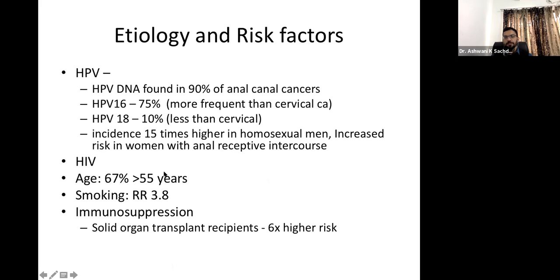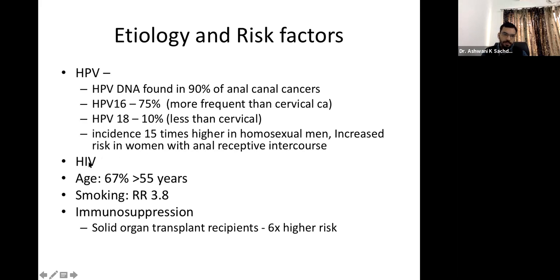So HPV DNA is involved in 90% of the anal cancers, and the most common strains of HPV are HPV 16 and 18. HPV 16 is involved in about 70% of the anal canal cancers, which is more than in cervical cancer, and HPV 18 is involved only in 10% of the anal canal HPV related cancers, and its incidence is less than that of cervical cancer. The incidence of HPV infection is higher in homosexual men and women who receive anal receptive intercourse.